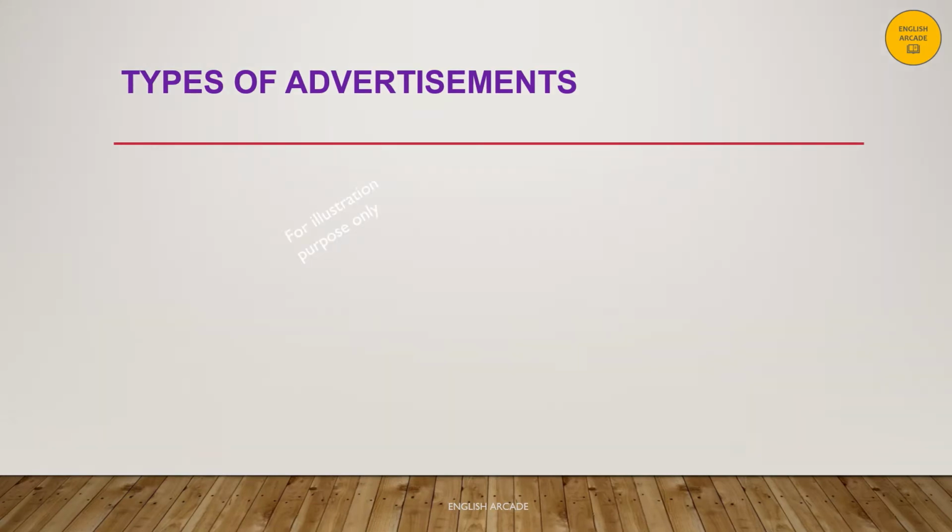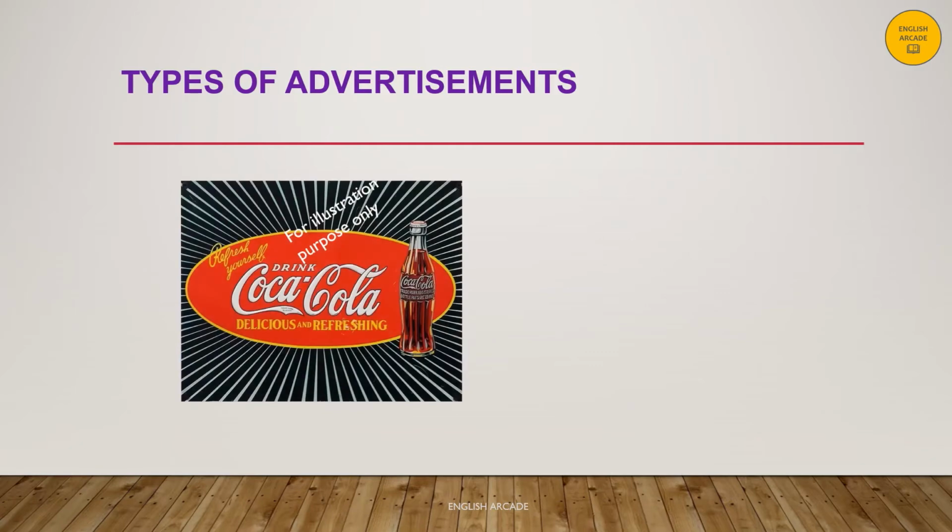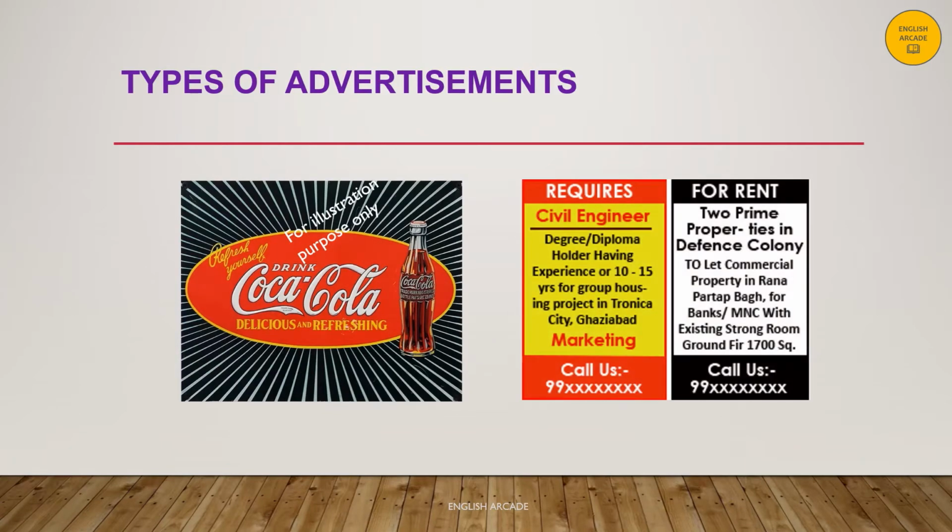Let's have a look at some ads. Here's one, and then there are two more. Can you see a difference between these two types of advertisements? Yes, you've got it right. The first one is large, bright, and very attractive, and the second two are smaller and have got a lot of written content in them.